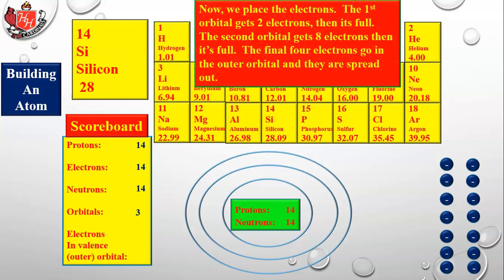Now we place the electrons. The first orbital gets 2 electrons, then it's full. The second orbital gets 8 electrons, then it's full. And the final 4 electrons go to the outer orbital, that's the valence orbital, and they are spread out. I want you to watch how I place the electrons, and this will come in handy later on.